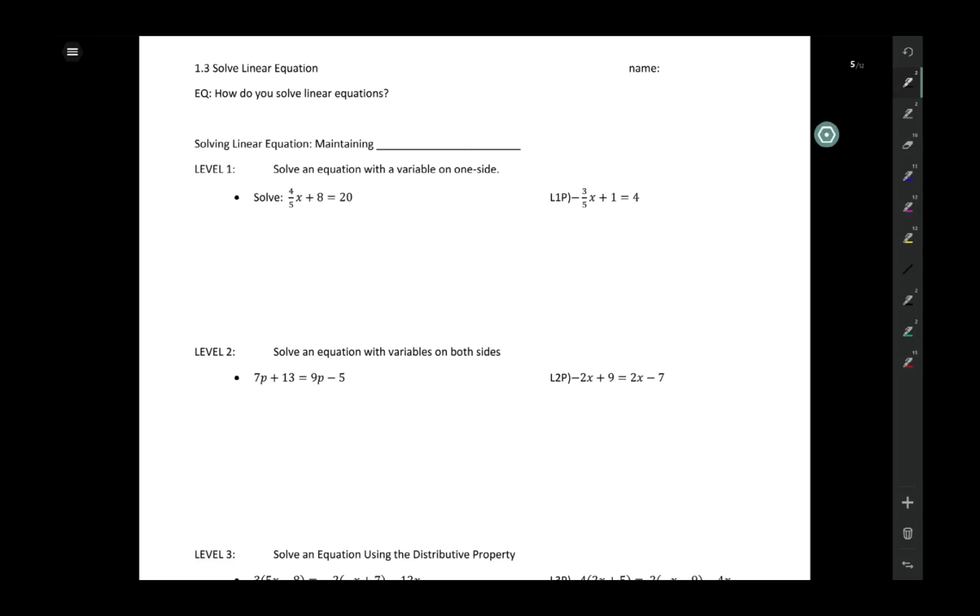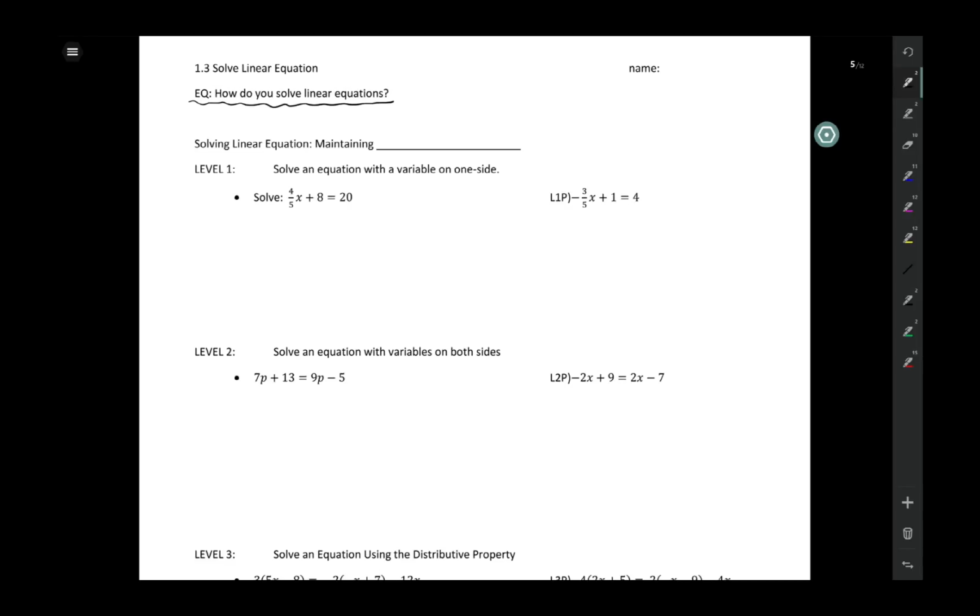Again, this should be rather refreshing, and hopefully you remember how to solve linear equations. So go ahead and get your pencil, get some spare paper. Be sure to answer the essential question, how do you solve linear equations, of course, at the end of our notes here, and calculators will also be of assistance.